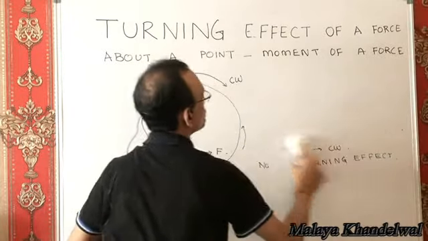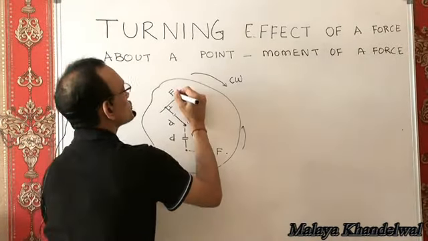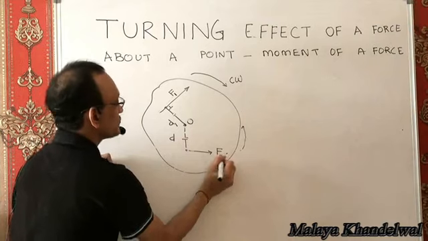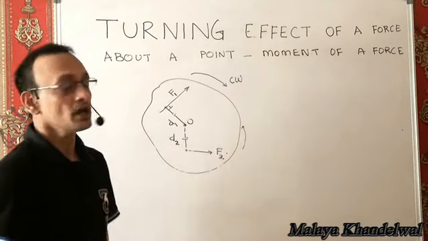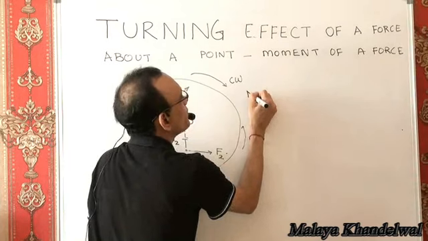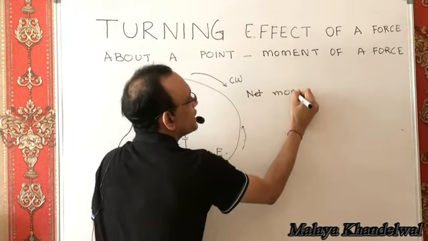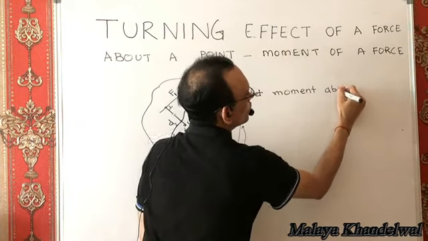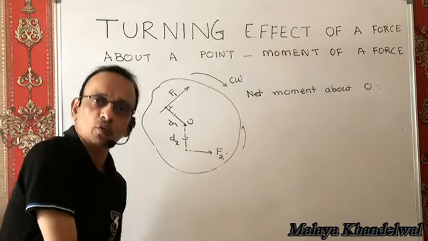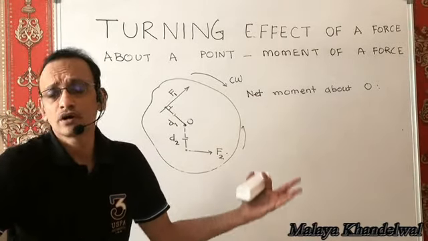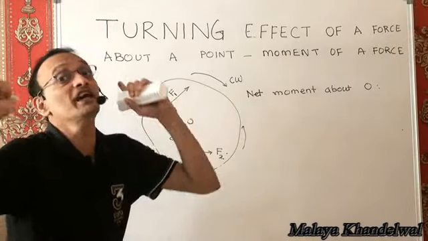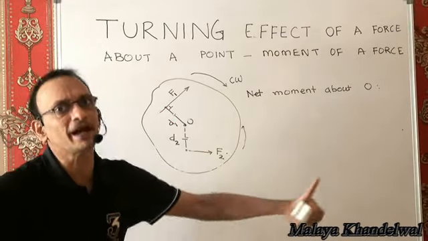So suppose I had a situation like this. Say this was F1 and this was D1 and this was F2 and this was D2, right? And I want to know what's the net turning effect, the net moment about O. So again, we say all anti-clockwise moments positive, all clockwise moments negative. Or it's your choice, you could just do the other way around. You could say all anti-clockwise negative and all clockwise positive. Does not matter. But let's look at the algebraic sum of the moments about O.